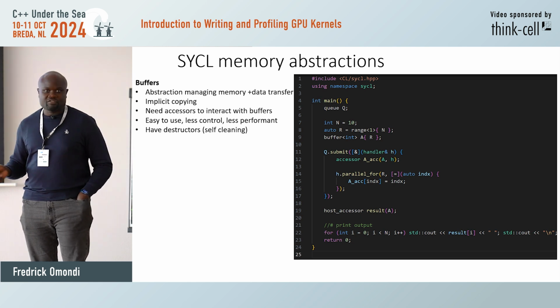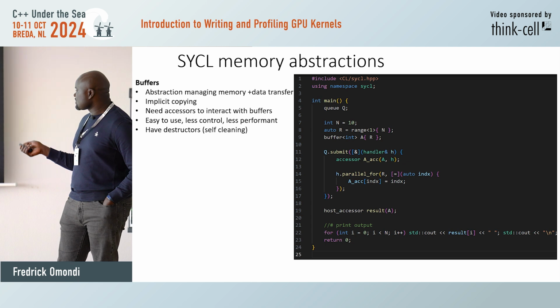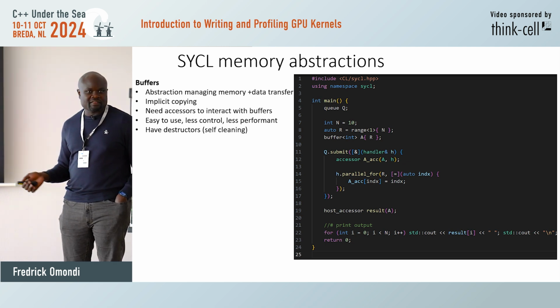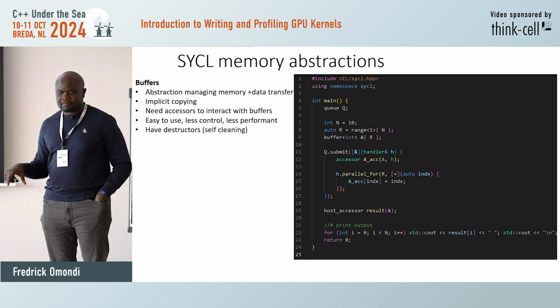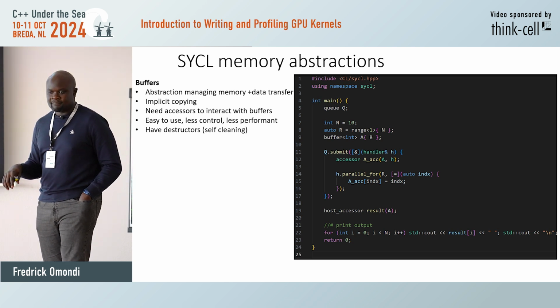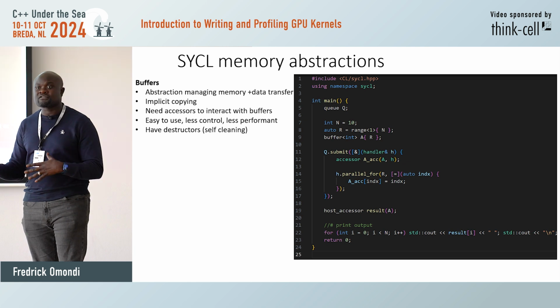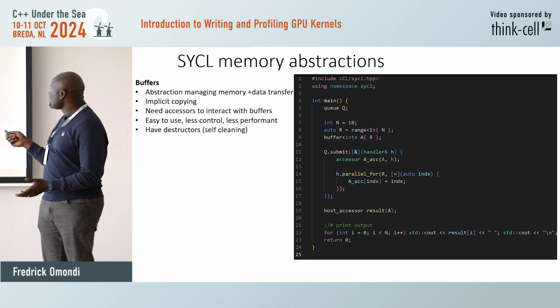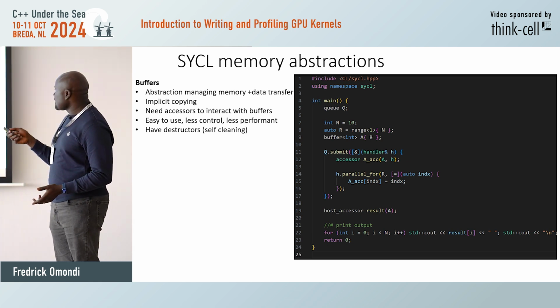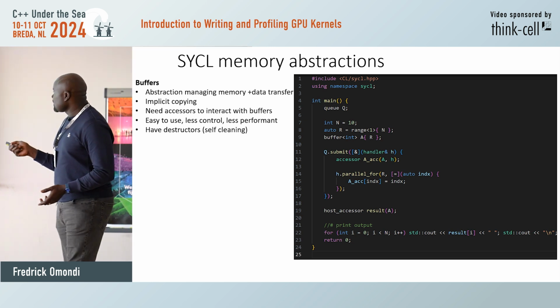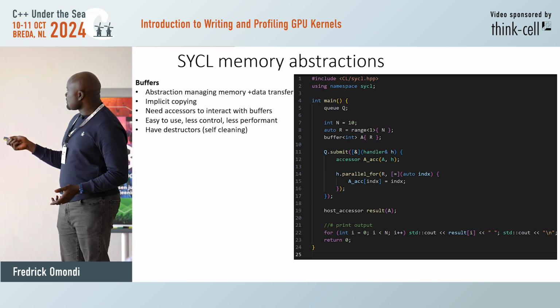So buffers are attractive in the sense that they are self-cleaning and easy to work with. They abstract the data, and you access the data in a transparent manner without caring whether it is on the host or on the device. So for example, if we have our key over there and we've declared a buffer of size 10, we have it here, and then we submit the task to the GPU.